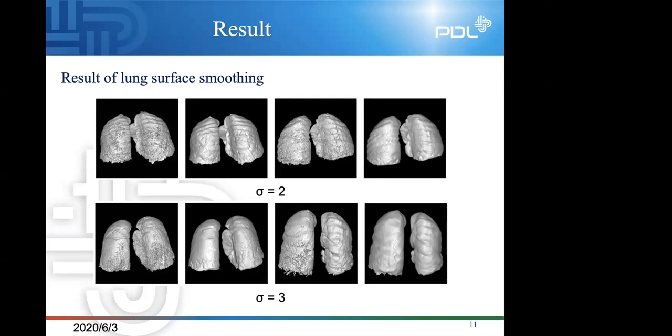Next, the upper figures represent the results of lung surface smoothing with typical mild ILD. Sigma is 2. The lower figures represent the results of lung surface smoothing with typical severe ILD. Sigma is 3. It is intuitive that our proposed method provides perfect performance of surface smoothing for abnormal lungs with ILD.